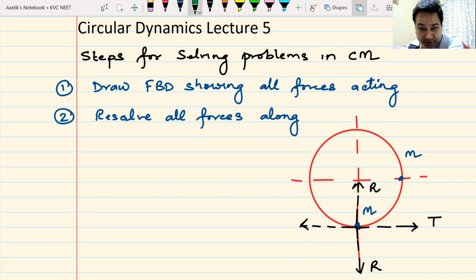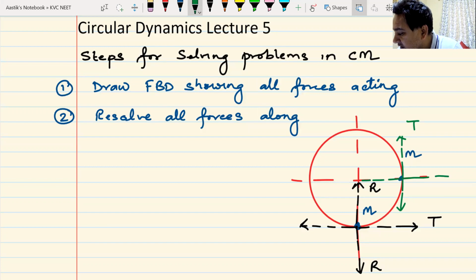Right now, when it reaches this point, remember, I'm talking about one specific point. There are an infinite number of points between this point and this point. You understand that, right? So we are talking about a specific point. When it reaches here, this is one direction. Which direction is this? Tangential. This is the tangential direction, T. And now I can resolve the force in this direction also. This becomes the radial direction, R.